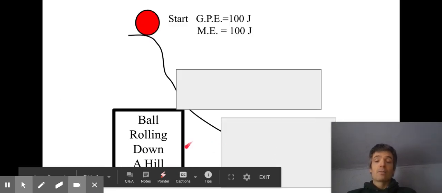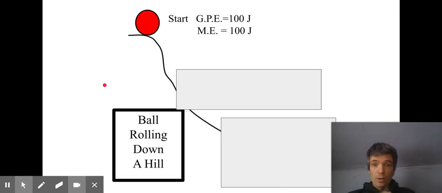Now, let's look at a ball rolling down a hill. A ball rolling down a hill at the start is going to have most of its energy in the form of gravitational potential energy because it's not moving. And the mechanical energy is 100 joules, as is the gravitational potential energy.